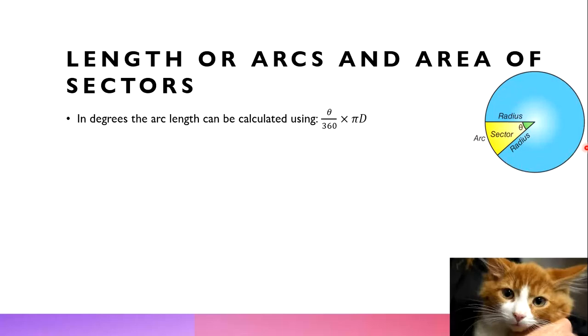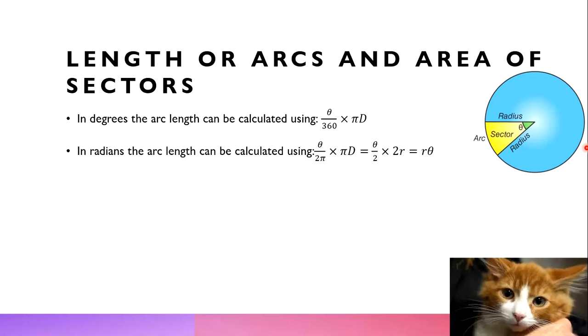So in degrees, the arc length can be calculated using theta over 360 lots of pi d, the circumference. In radians, it will be theta over 2 pi lots of pi d, the circumference. But you can see this can be simplified to theta over 2 lots of 2r, which can be simplified again. So basically what we've done here is we've cancelled out the pi and we've made the d a 2r because there's 2 lots of radius. So we have theta over 2 lots of 2r, which can be simplified again to cancel out the 2s, so you end up with r theta.